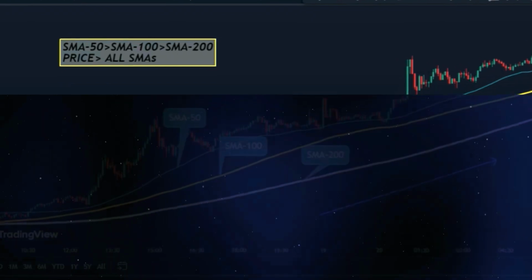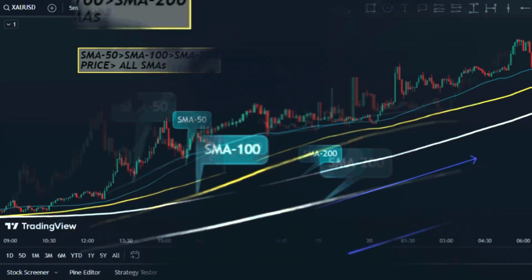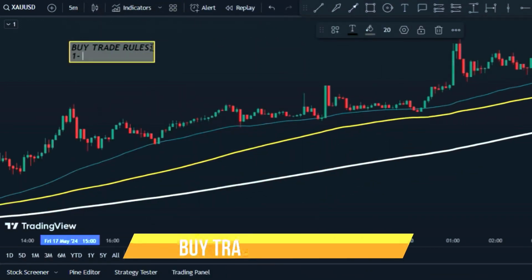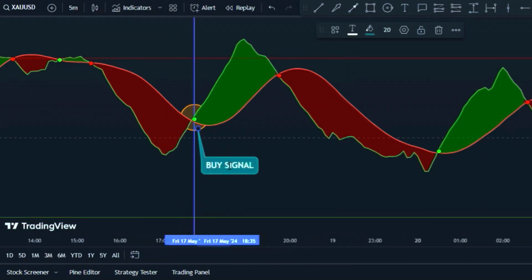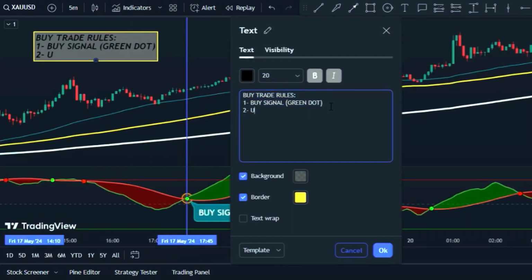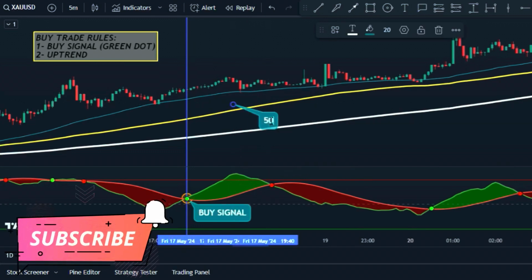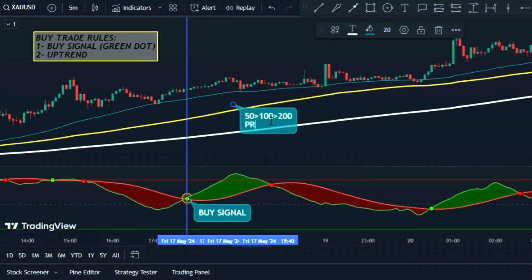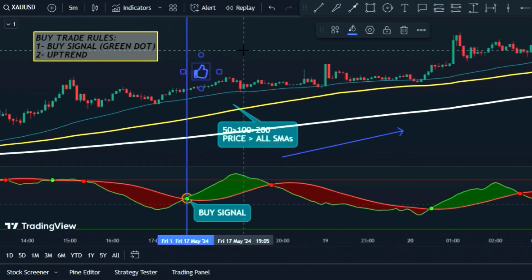Let's walk through the steps for entering and exiting trades, along with some essential risk management advice. When considering a buy trade, first check for a long signal from the KDJ Jose Metal indicator. That's a green dot. Next, ensure the signal candle's close price is above all SMA lines, with the 50 SMA greater than 100 SMA and 100 SMA greater than the 200 SMA. This confirms an uptrend, making it an ideal time to buy. So if both conditions are met, you're good to enter the buy trade.